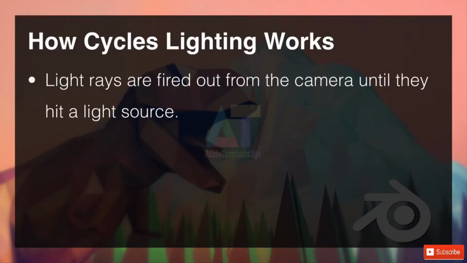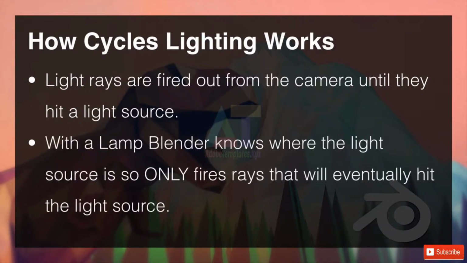Light rays are fired out from the camera, the active camera, until they hit a light source. Now this sounds a bit counterintuitive until you imagine that light source could be projecting light in any direction. To make sure we don't waste time, the rays are fired from the camera so that we are capturing light that only the camera can see. With a lamp, Blender knows where the light source is, so it only fires rays that will eventually hit the light source, and this often ends up with a nice clean image.